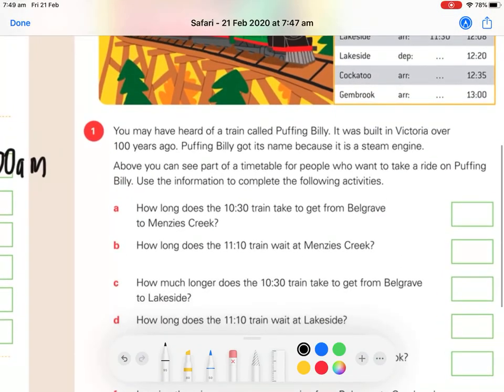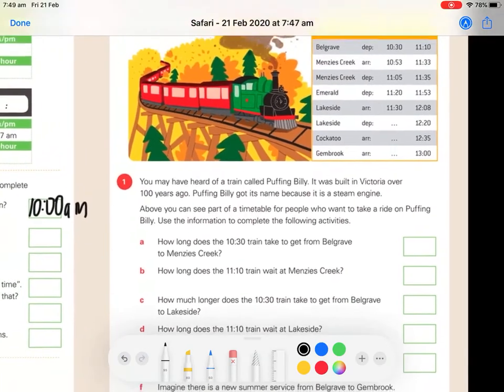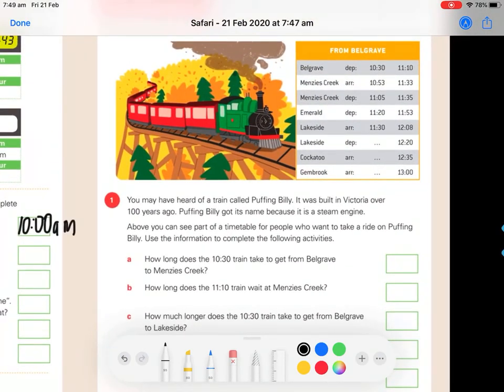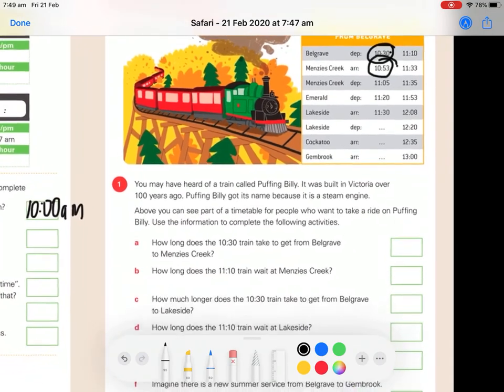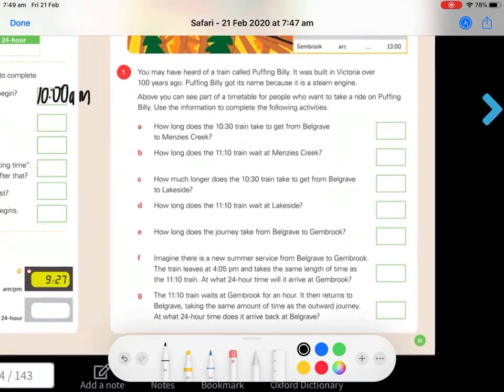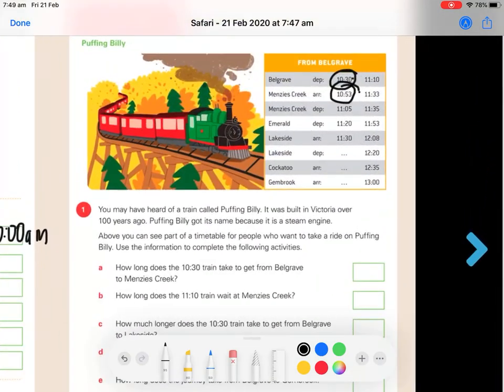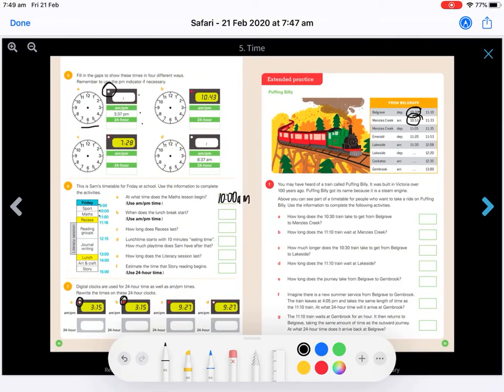So using that timetable just there. How long does the 10:30 train take to get from Belgrave to Menzies Creek? So the 10:30 train from Belgrave to Menzies Creek. So it will arrive at Menzies Creek at 10:53. So you've got 10:30 to 10:53, and you've got to work out how many minutes that's going to be. And the same for the rest of those questions. Just read them really carefully and use the information on the table to answer them.